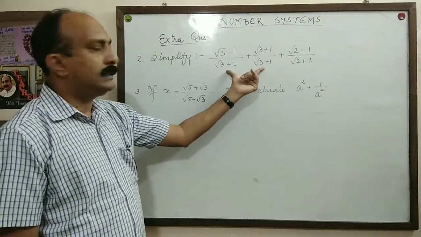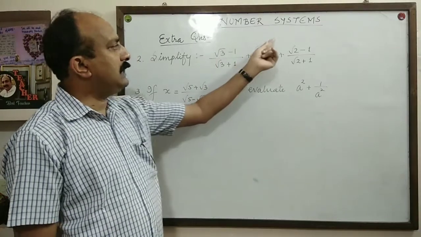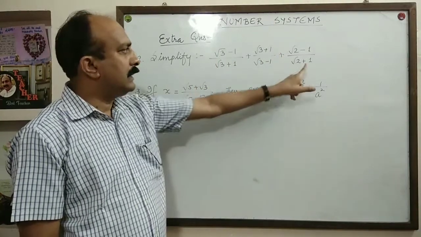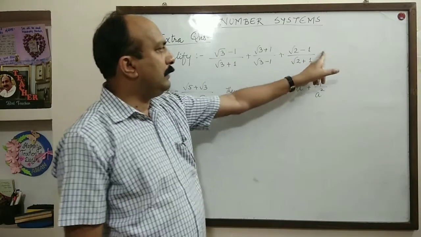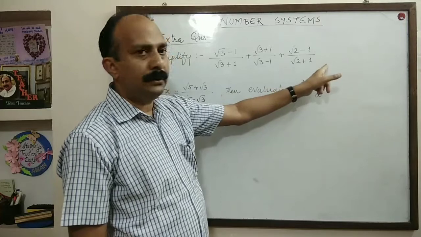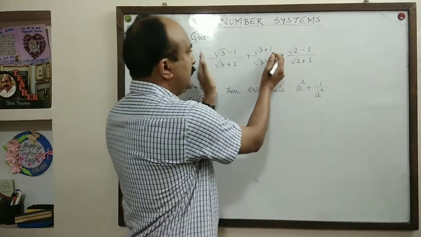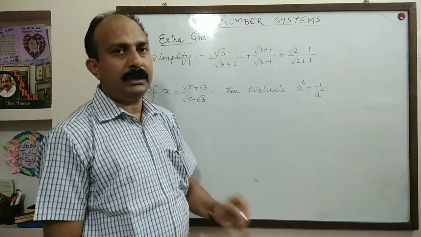So you can take these first 2 terms together, take the LCM, change the numerator and simplify. Then treat this last term as separate, multiply by the conjugate up and down, and you will get some answer. Then finally combine this answer with the other answer. I hope all of you understood it.